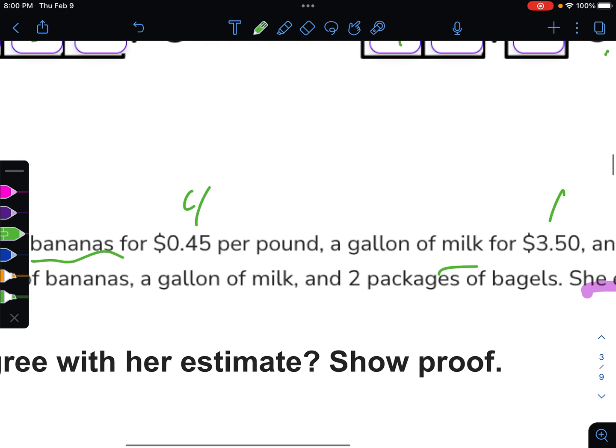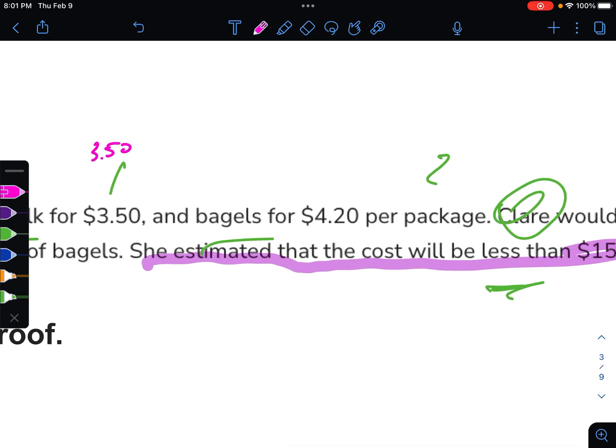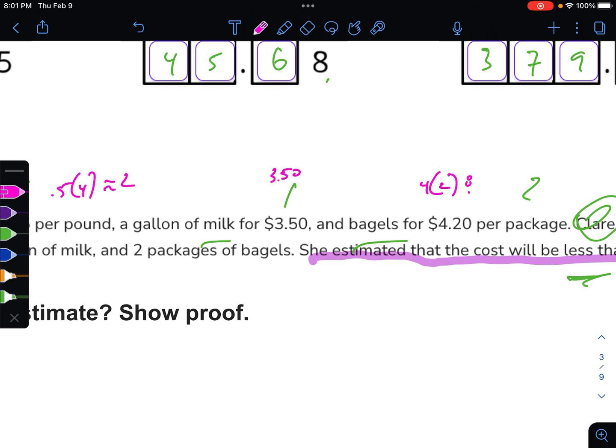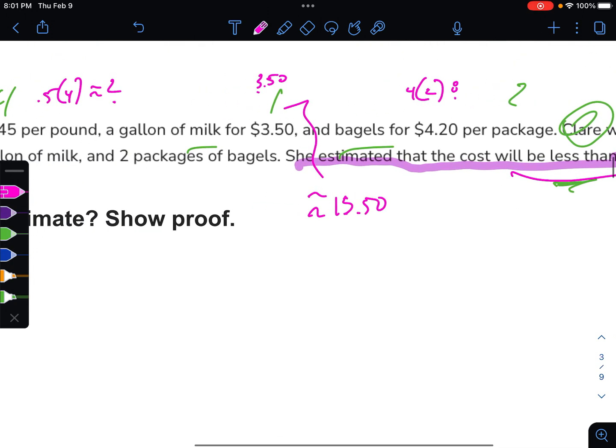Okay, so 4 pounds of bananas. Okay, so that's like 0.5, right? So 4 sets of that is about 2. And that gallon of milk is just $3.50. That's fine. We just want one of those. And we want 2 packages of this stuff. So we'll make it friendly. Keep it $4. 2 of them is about 8. So I've got an 8, a $3.50, and a 2. So 8, 9, 10, 11, 12, 13. So it is about $13.50, which is less than 15 bucks. So I'm going to agree with her. A yes, siree.